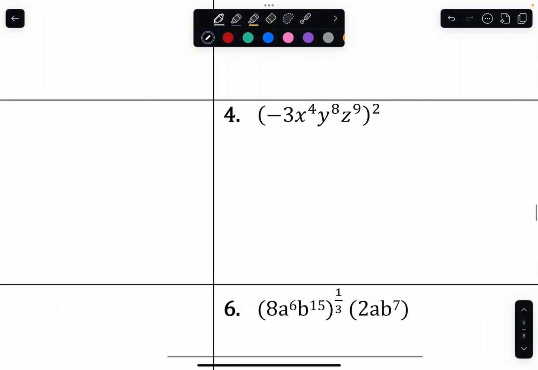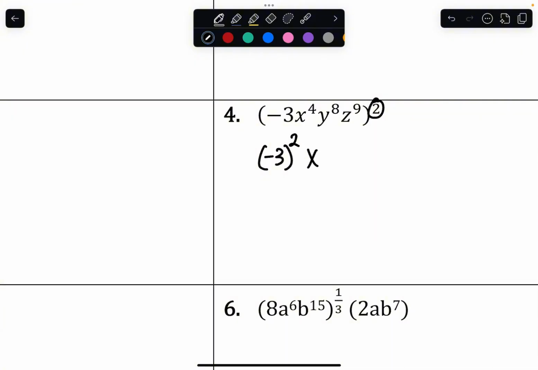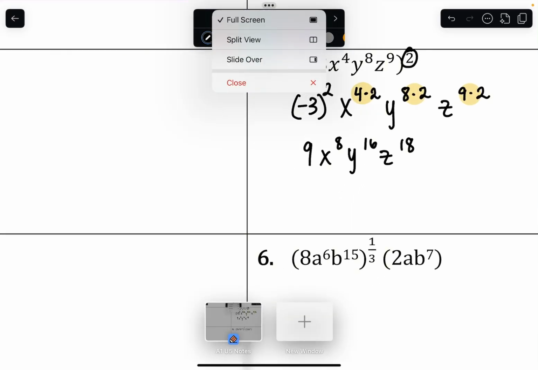Okay, next, every term gets the square. So -3 is our coefficient. He's going to get squared. X to the 4th already had an exponent, so those get multiplied. Y already had an exponent, so those get multiplied. z already had an exponent, so those get multiplied. Okay, so just to reiterate, little numbers can be multiplied, big numbers cannot, okay? And so negative 3 squared is actually positive 9. And then we would get x to the 8th, y to the 16th, and then z to the 18th for our final answer.